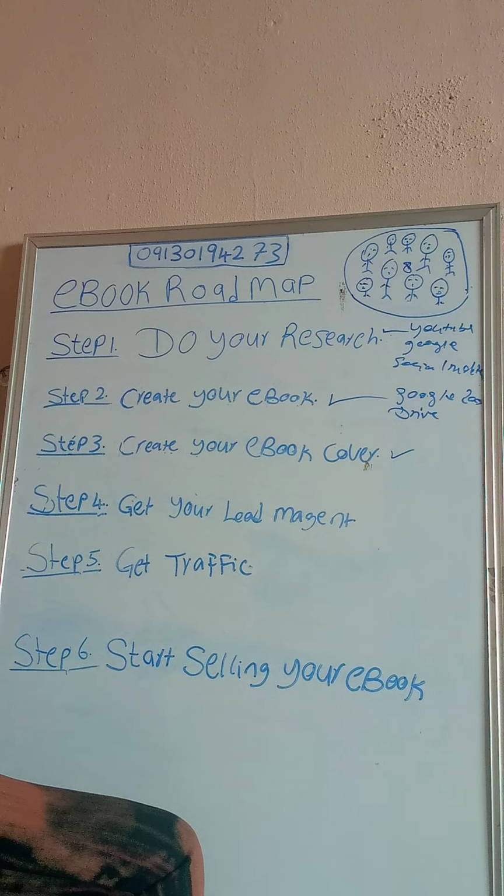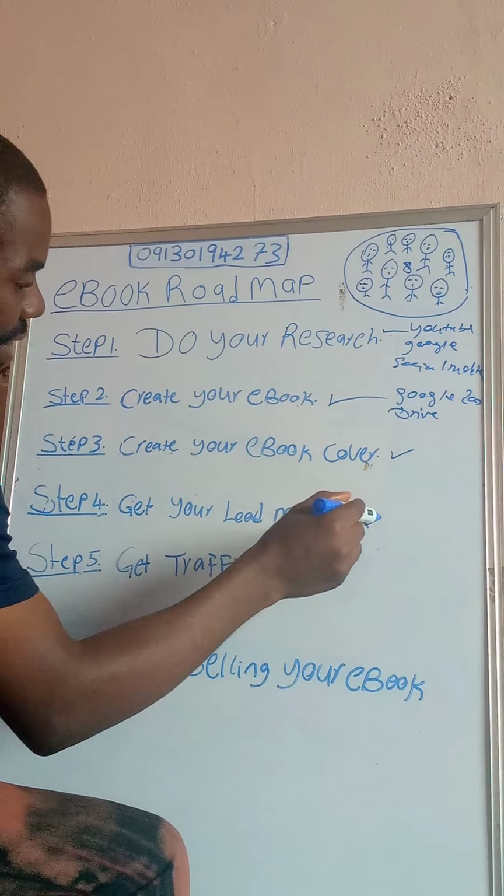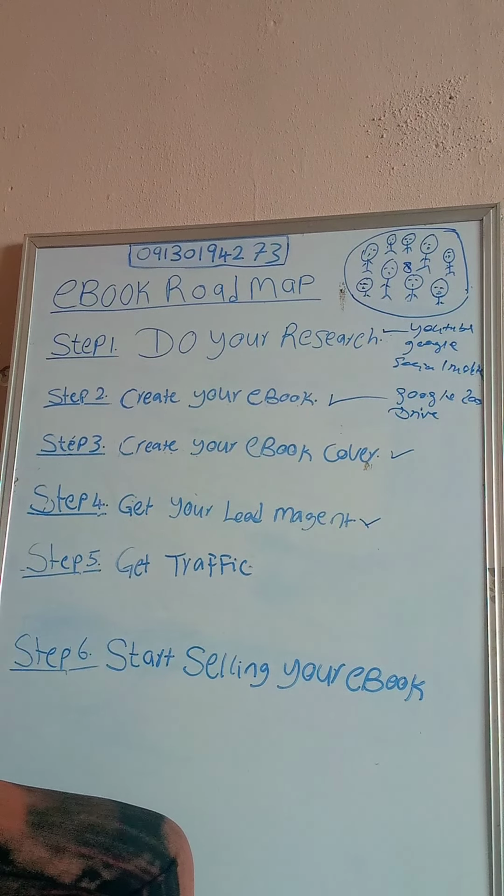Then after that, stage 4 is lead magnet. Very, very important. This stage is very, very important. Now, a lot of people believe that... okay, let me explain a little. A lead magnet is something you give people in exchange for their contact. It could be their number, it could be their email address, but a lead magnet is something you give people for them to give you their contacts.